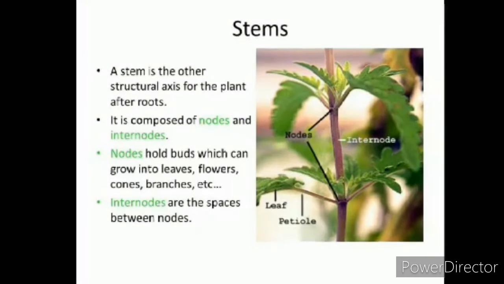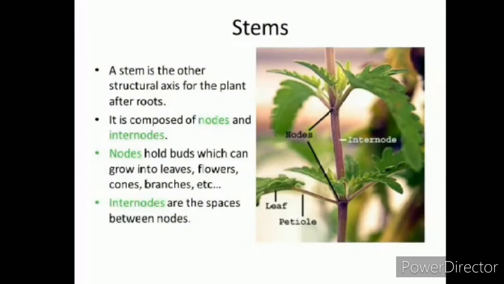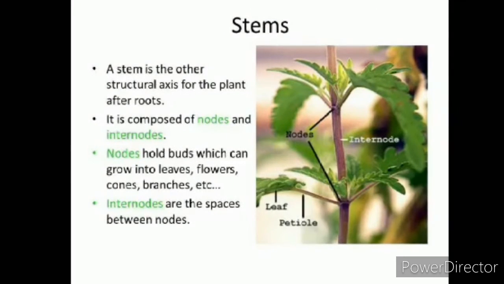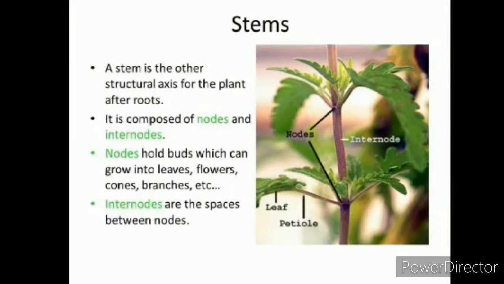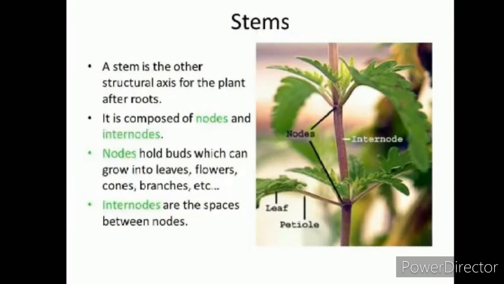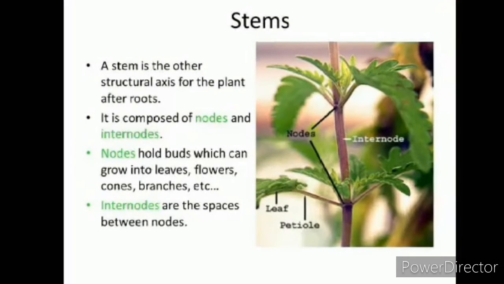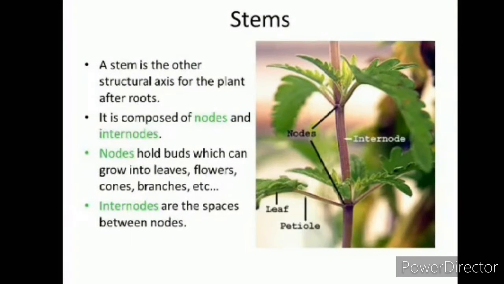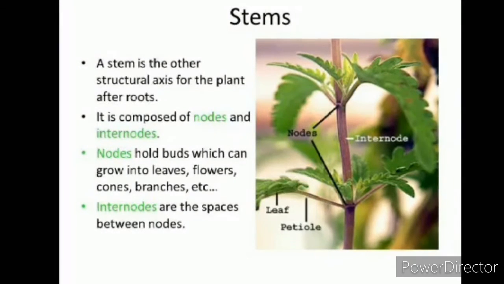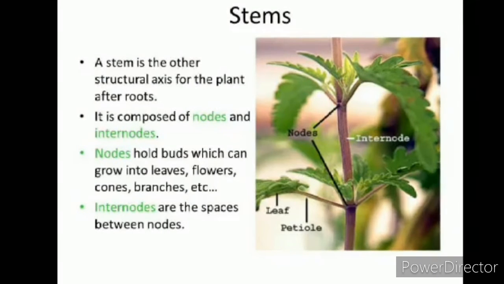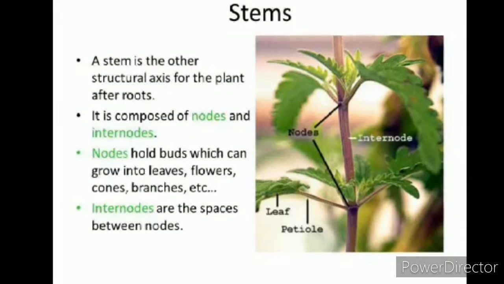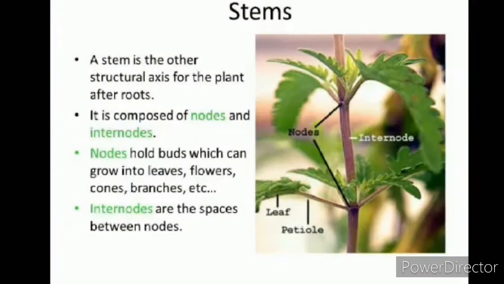Today I will be discussing stems. What is a stem? A stem is the other structural axis for the plant after the roots, and it is also composed of nodes and internodes. Nodes hold the buds, which can grow into leaves, flowers, cones, branches, and etc. Internodes are the spaces between the nodes.